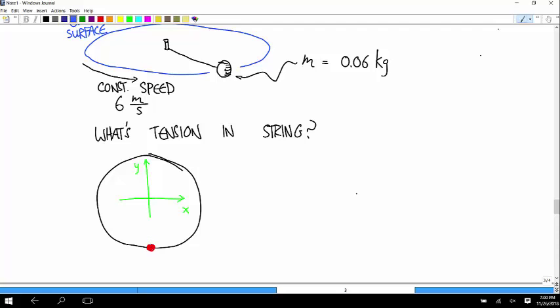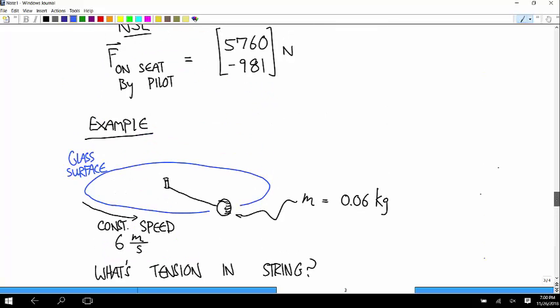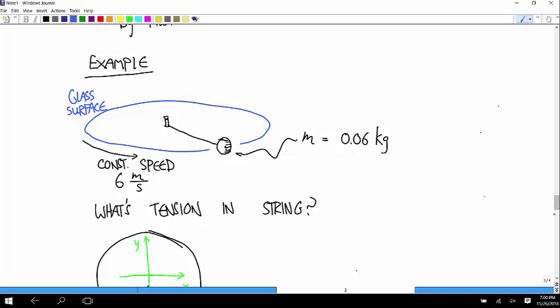Now draw a vector that goes from the point you care about towards the center. That's the centripetal acceleration. The magnitude of that acceleration is v squared over r. I didn't give the radius, I'll bet. I bet it's in my notes. Let's say the radius of the circle is 5 meters.